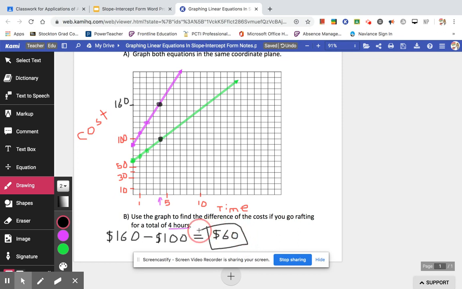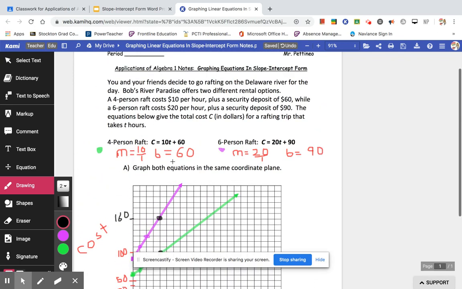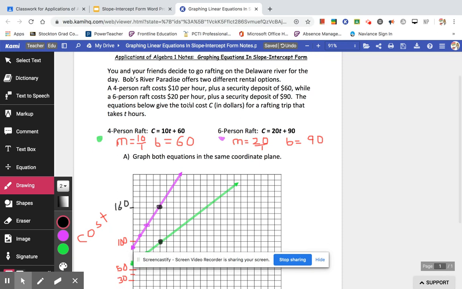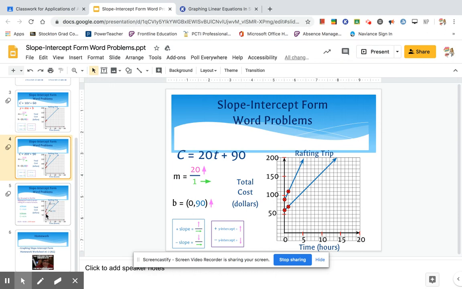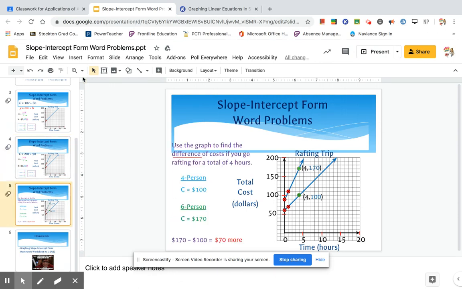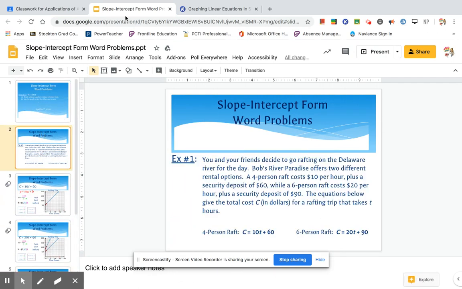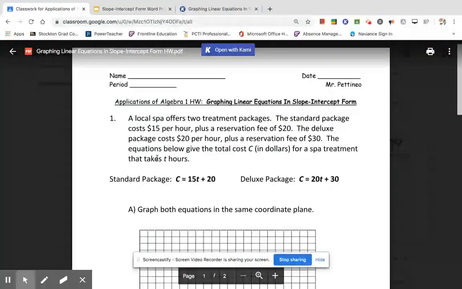So you're taking those two lines that you graphed previously, finding where they hit 4 on the x-axis, and subtracting those values. So again, this is not something I expect you to understand completely right away, but take a look at this tutorial, take a look at the PowerPoint slide, and see if you can complete the homework on Google Classroom.